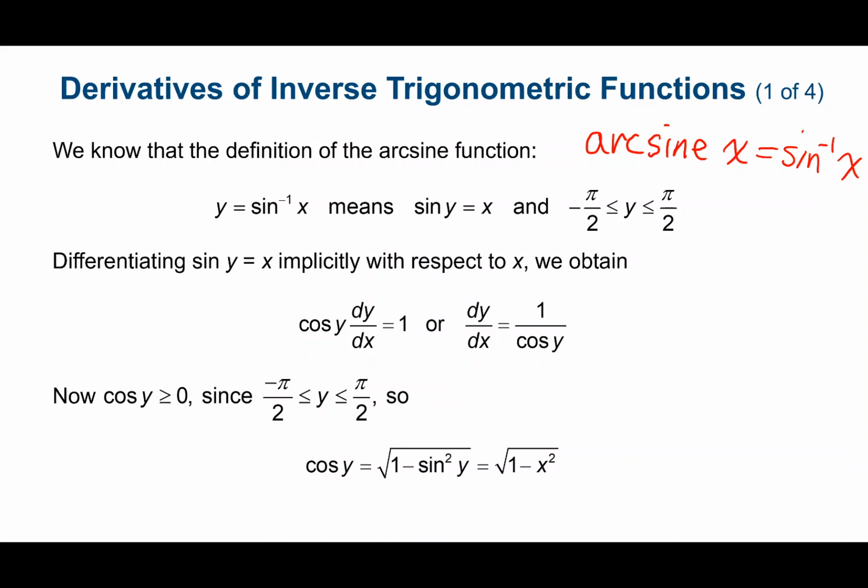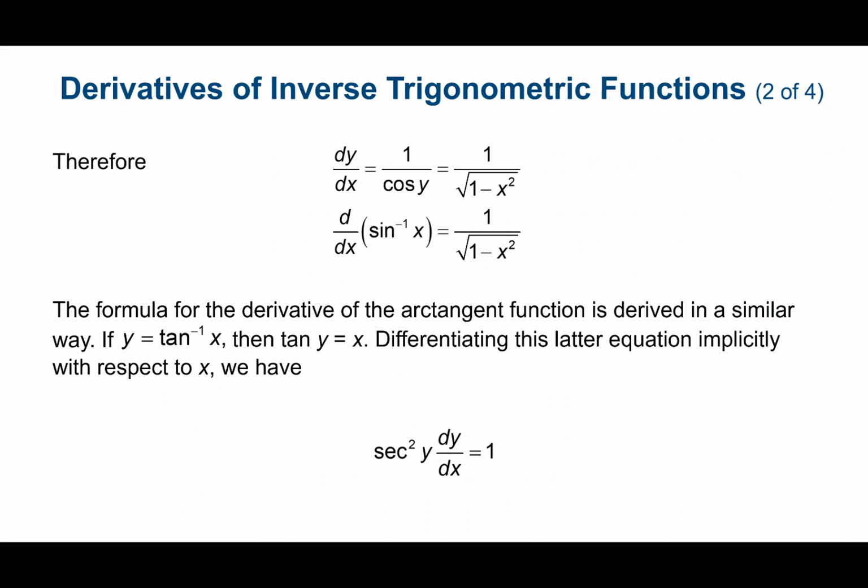All right, so cosine of y, we got the square root of 1 minus sine squared y, where we're playing with this arrangement here. We get 1 minus x squared. You don't have to be able to derive it. Just want you to kind of see where they come from a little bit. So here's our first one.